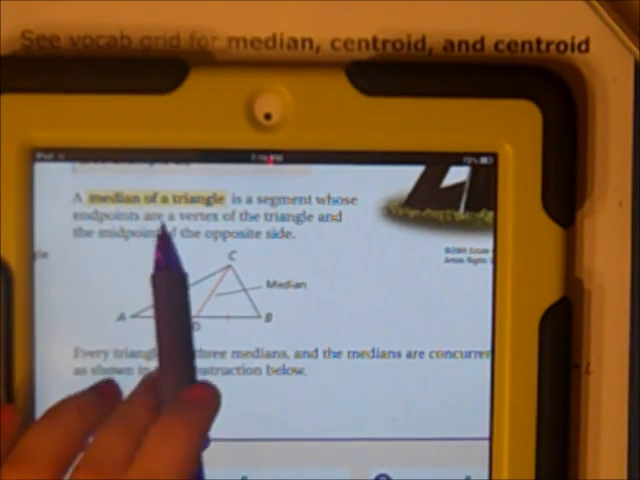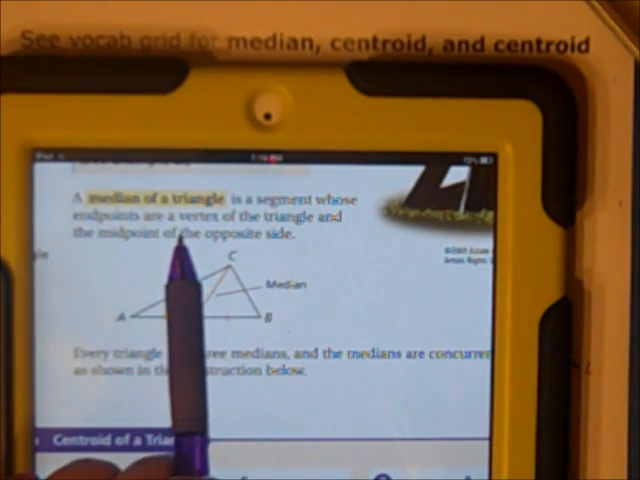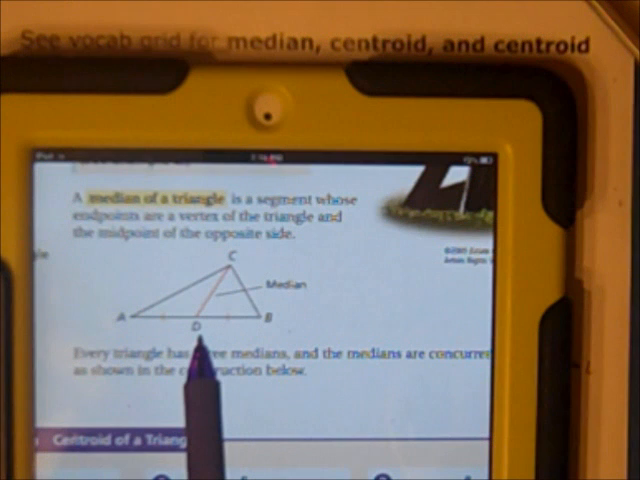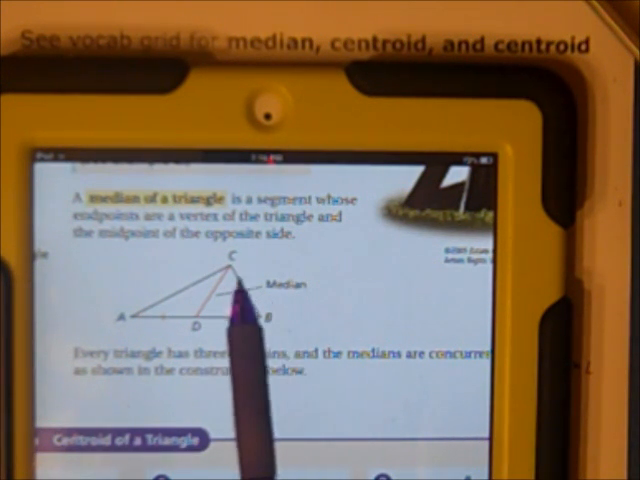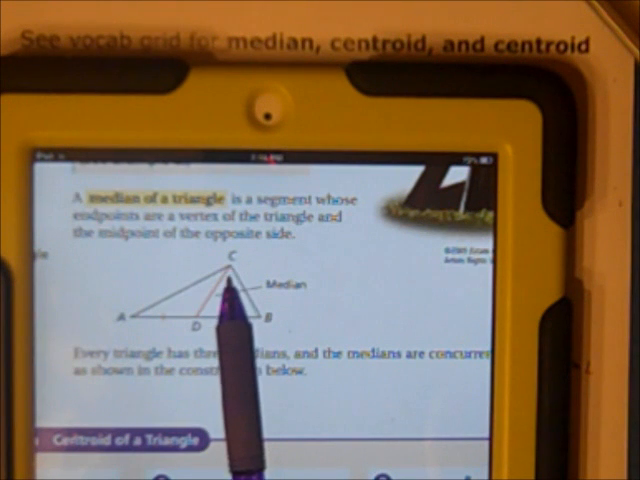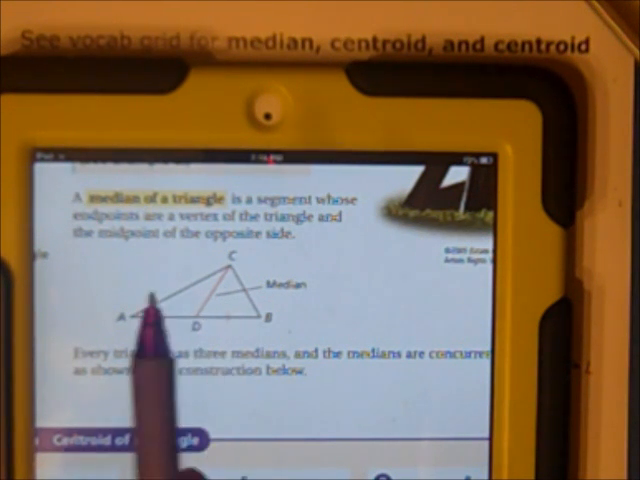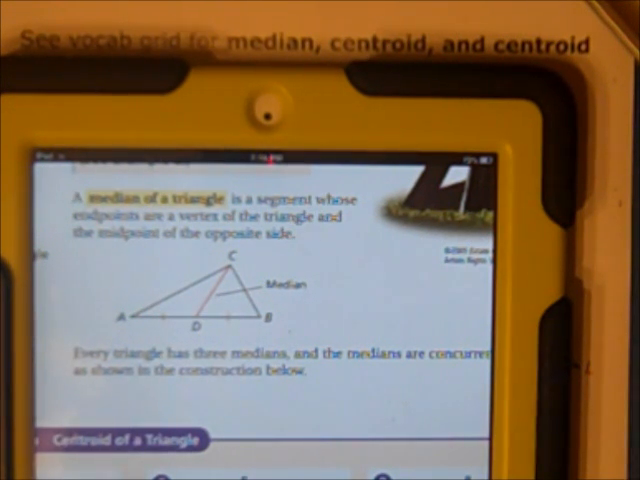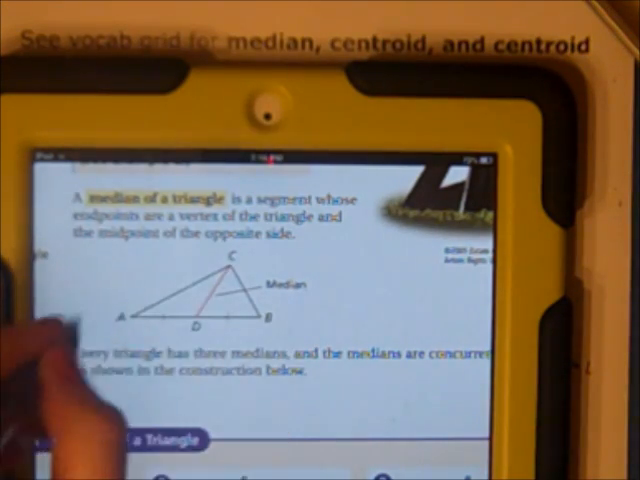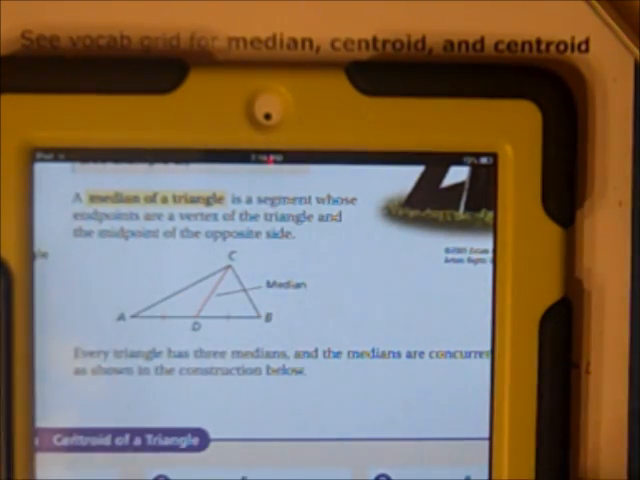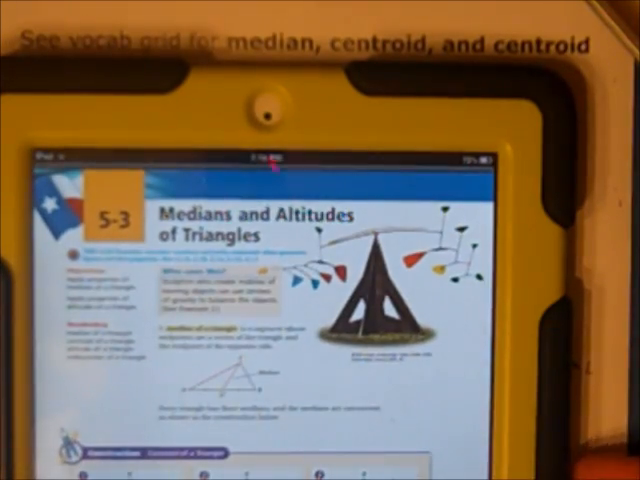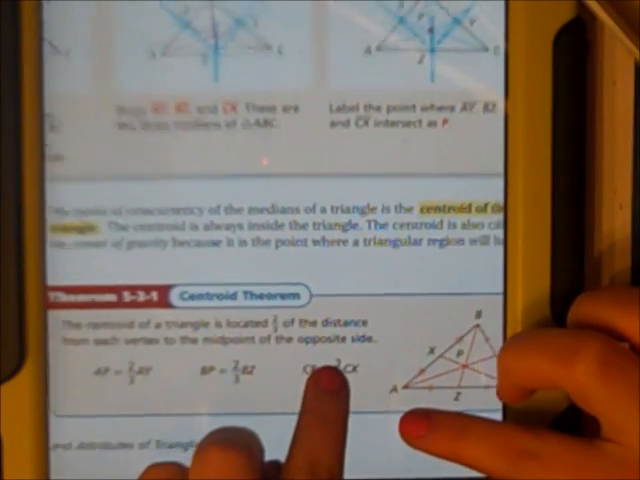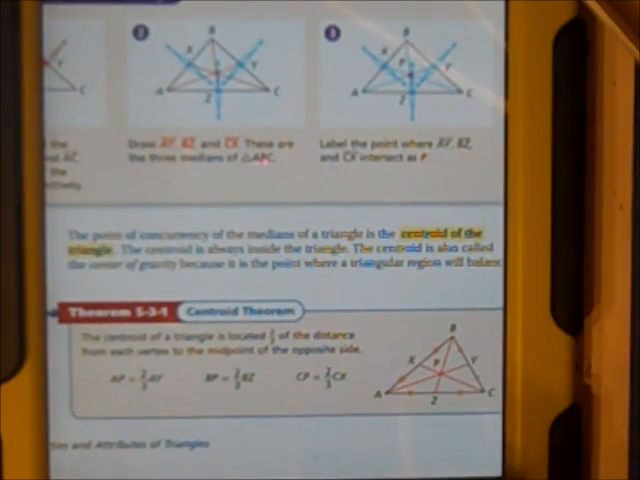So a median of a triangle is a segment whose endpoints are on the vertex of the triangle and the midpoint of the opposite side. So just like the definition said, a median goes from a vertex to the midpoint of the other side. Since there are three vertices of a triangle and three midpoints of the three sides, there are three medians in any triangle. And when those medians run into each other, it's called a centroid of a triangle.